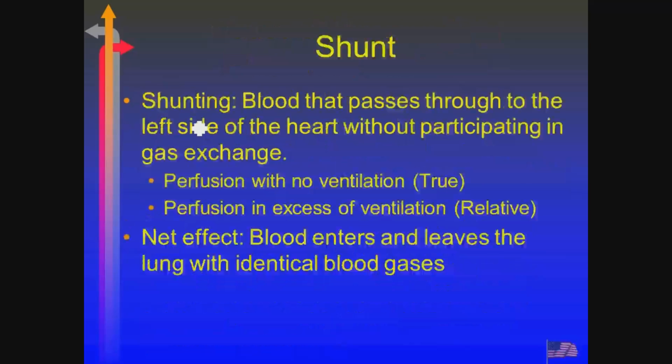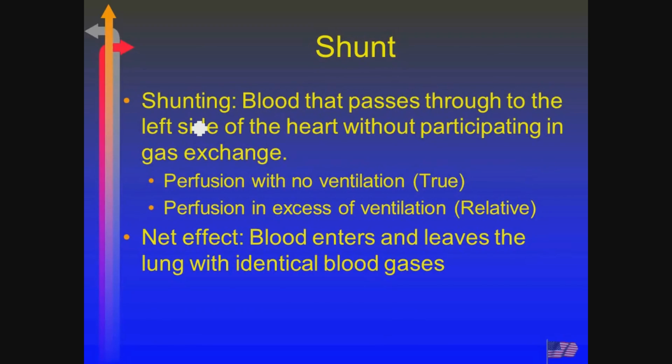Okay. Let's talk about the more common one we encounter in the ICU, and that's a shunt. Shunt is defined as any time you have blood going from the right side of the heart to the left side of the heart, and gas exchange does not occur. A true shunt would be where there's no ventilation. These would be examples of our anatomic shunts, our Thebesian veins, our bronchial veins, and our pleural veins. That's all venous blood, which dumps directly back into the arterial system without bypassing the lungs.